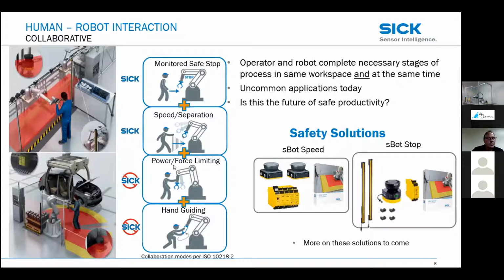So what does SICK do and what don't we do? SICK is responsible for the monitoring of the safe stop. So we tell the robot to stop. Now it's the robot's responsibility to know that it is stopped. We do the speed and separation. So that means that we're detecting how far the person is from the robot and sending that signal to the robot. What we don't do is the power and force limiting.